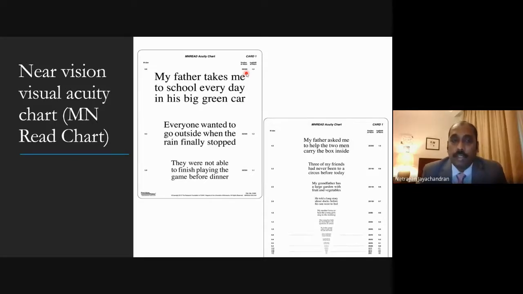You can use this chart as a pre and post test after giving the rehabilitation process to identify whether the reading ability has improved or not for the person. So this chart is most widely used by occupational therapists for near visual acuity. These are the different types of visual acuity charts.